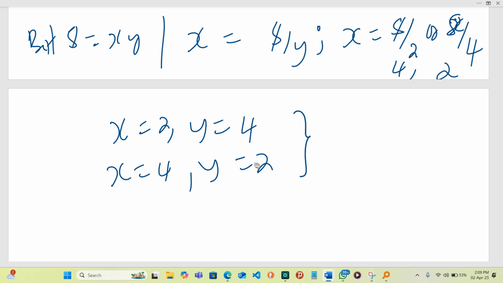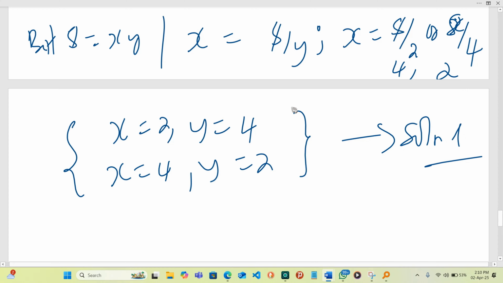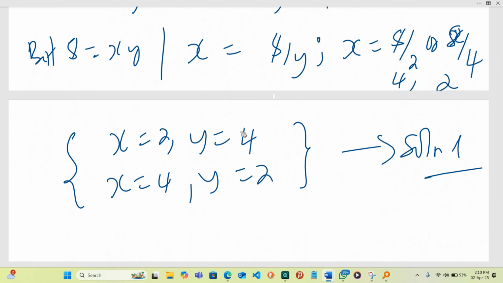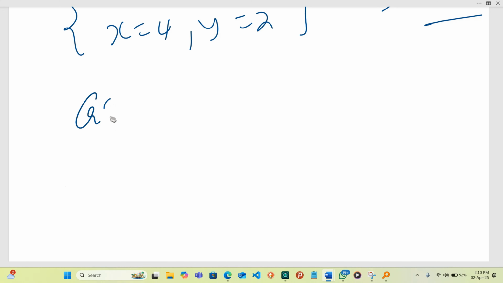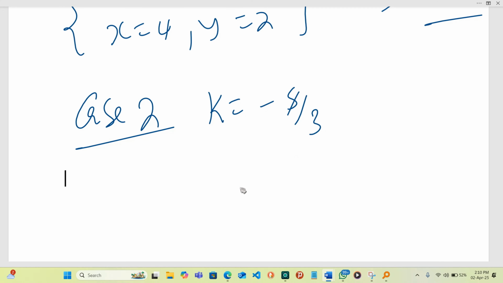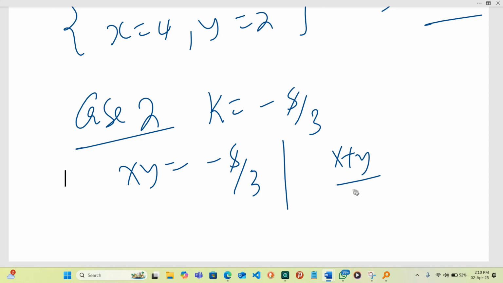So we have finished a set of our first solution. So that is solution 1 for case 1 when k is equal to 8. So let's look at case 2 when k is equal to negative 8 out of 3. So we already know that xy is equal to k, so this will be minus 8 out of 3. And we also know that x plus y out of xy is equal to 3 out of 4.